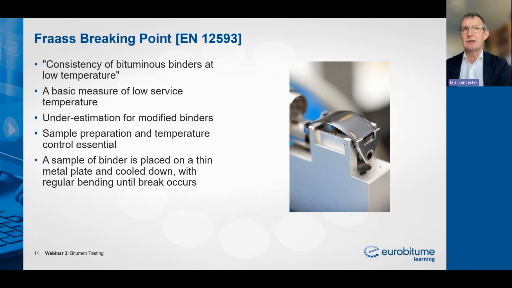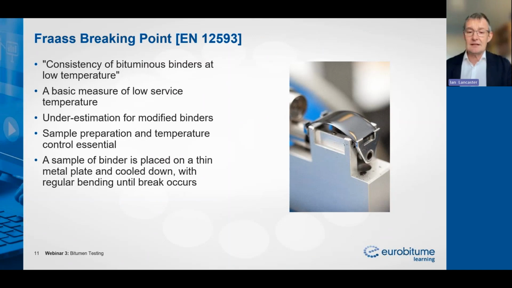It tends to work reasonably well for unmodified binders, but for modified binders, if we introduce a polymer into the system, then they tend to underestimate the low surface temperature. And the sample preparation and temperature control is absolutely essential when dealing with the Fraass breaking point. Tiny amounts of grease or dust can completely affect the result that we obtain. So sample preparation is absolutely critical, as is temperature control.